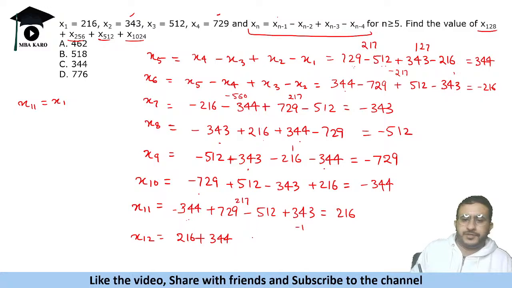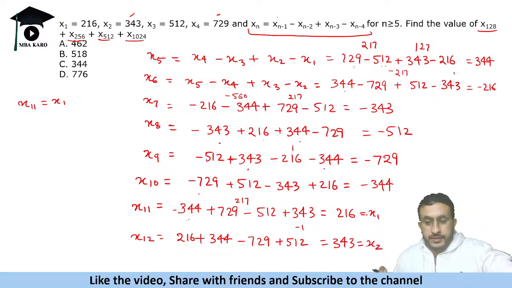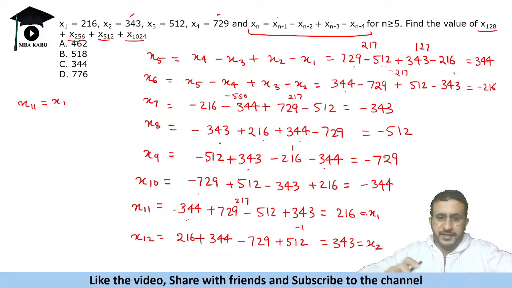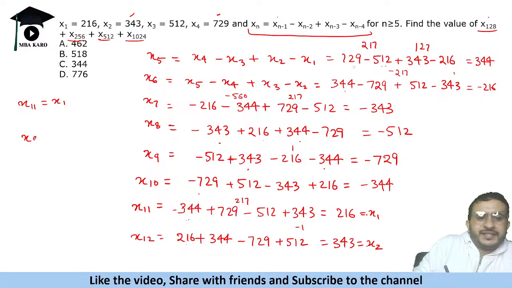Plus the previous term is minus 729 and this will be plus 512. So minus 217 minus 217 is minus 1343. So we see this cyclicity continue. This was x1, this is x2, isn't it? So cyclicity ban rahi hai. Now we'll use the cyclicity thing. X128, so we will have x8, and x256 is x6, x512 is x2 and this is x4.